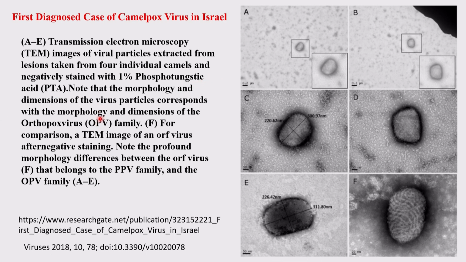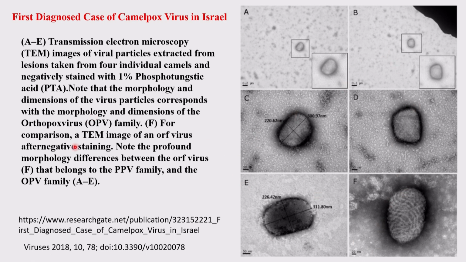So those are more instrumental details. You don't need to worry. Note that the morphology and the dimensions of the virus particles correspond to the morphology and dimensions of the orthopox virus. So these, if you see, all belong to that orthopox virus whose details were known. The F is this one, and this one, for comparison, is a TEM of an ORF virus, with negative staining. You can see dark gray, but with a difference in the shape, and the interior is different as compared to this.